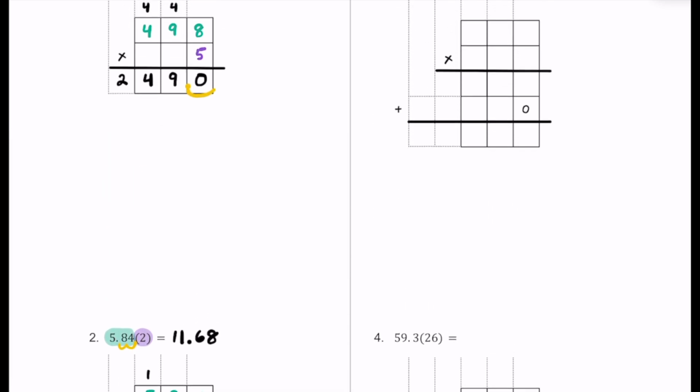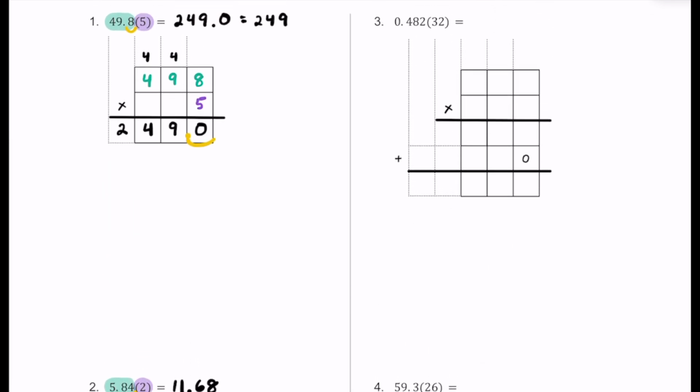Here's another one. If we look at number 3, it looks like we have this 482 thousandths. So this one actually has 3 digits here. I'm going to multiply that by 32. Now, for the 482 thousandths, let's just go ahead and ignore the decimals and write that as 482 for now. And then for the 32, let's go ahead and take that 32 and just rewrite it and line up our place value. So we have 32. Awesome.